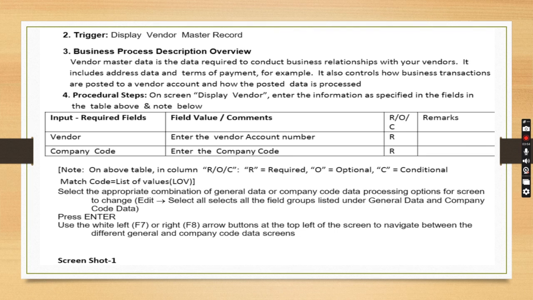Steps. On the screen display vendor, enter the information specified in the field in the table. These are the mandatory fields: vendor account number and company code, in which company code you want to search this vendor. Select the appropriate combination of general data and company code by using the screen and to change, edit. Select all the field group listed under the general data and company code data. Press enter or F7, F8 to execute.